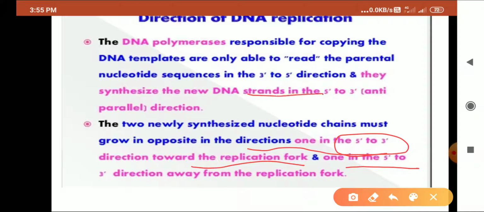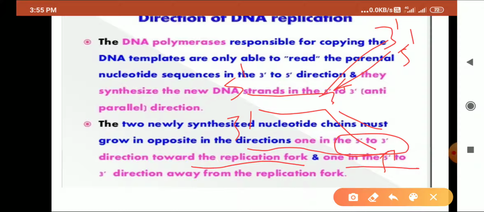Suppose we have this molecule of DNA and the direction of this molecule is 5' to 3'. So here we have the synthesis of the strand in 5' to 3' direction, and this strand is in 3' to 5' direction. So the synthesis of the molecule will be in 5' to 3' direction.